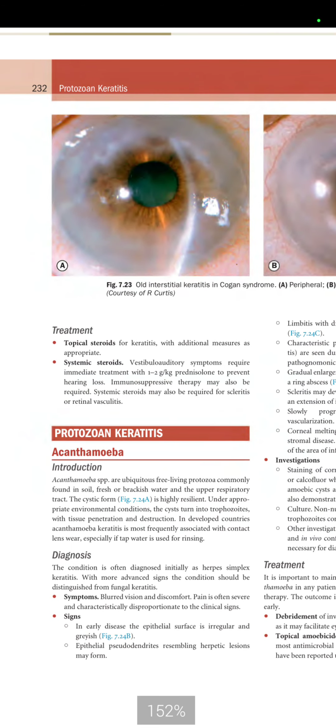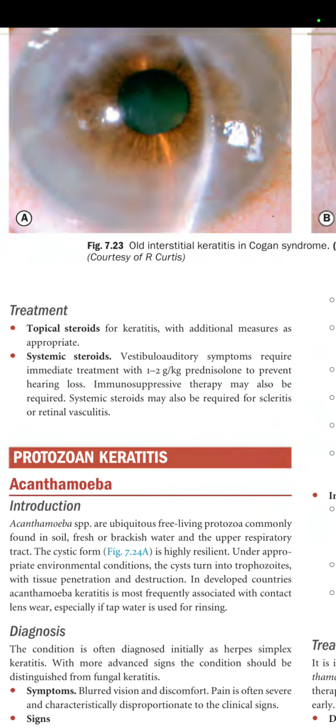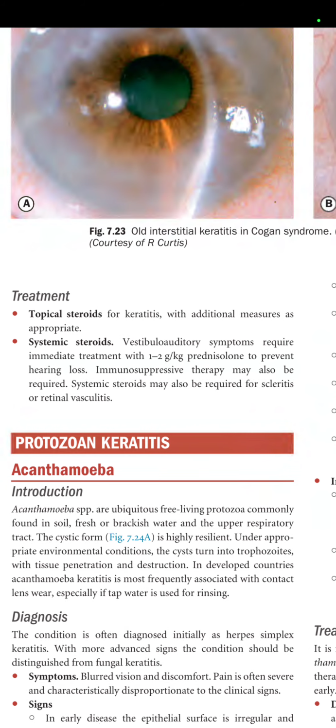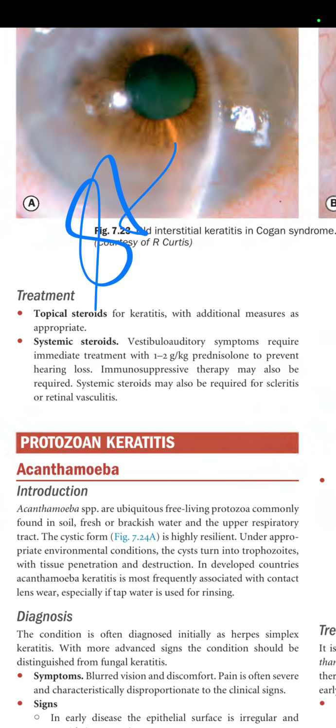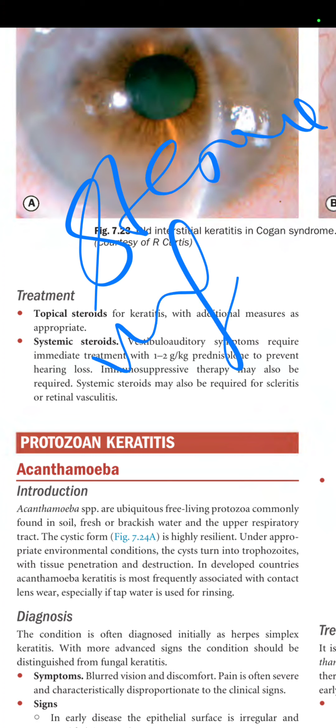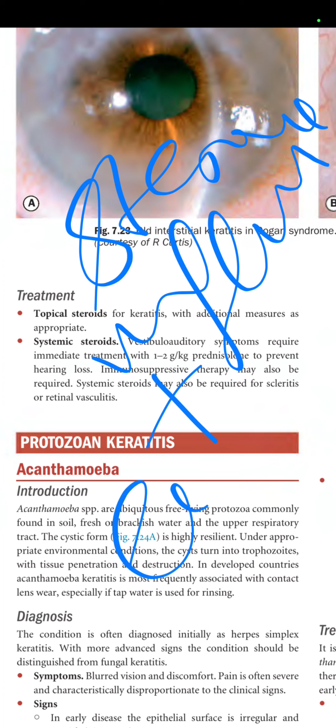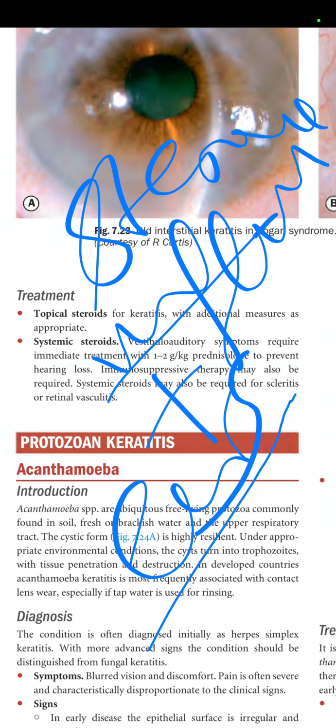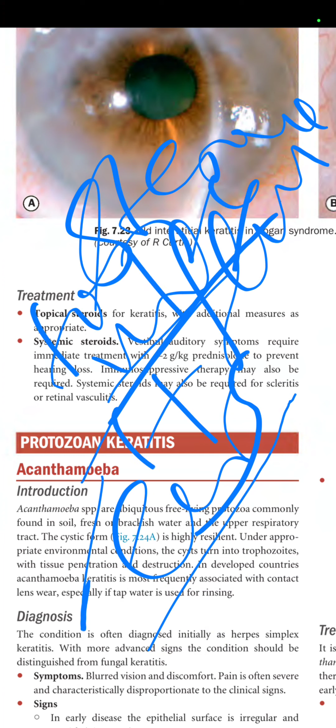So what is the treatment? Treatment is topical steroid for the keratitis with additional measures as appropriate. Systemic steroid: vestibulo-auditory symptoms require immediate treatment with 1 to 2 milligrams per kg prednisolone to prevent hearing loss. Immunosuppressive therapy may also be required. Systemic steroids may also be required for scleritis or retinal vasculitis. So basically, steroids are the mainstay treatment of the interstitial keratitis because it is an inflammatory lesion that affects the eyes and the ears. So for the eyes we give topical steroid, and for the ears we give systemic steroid.